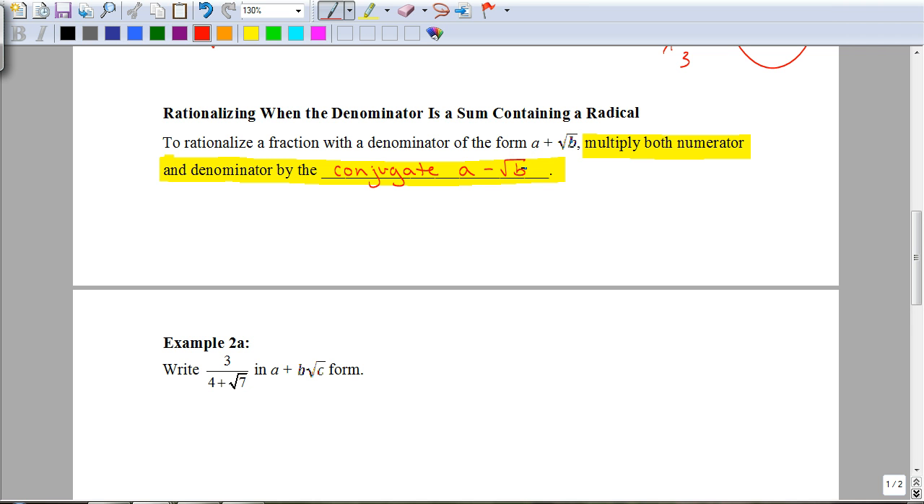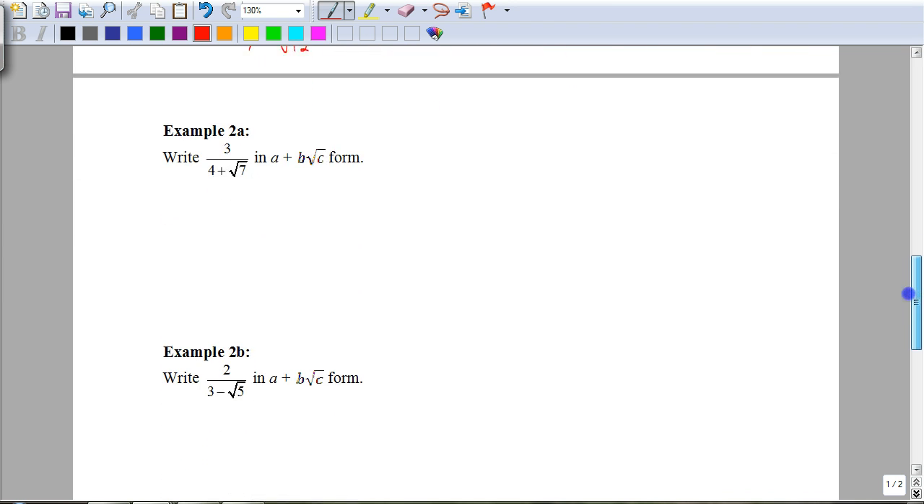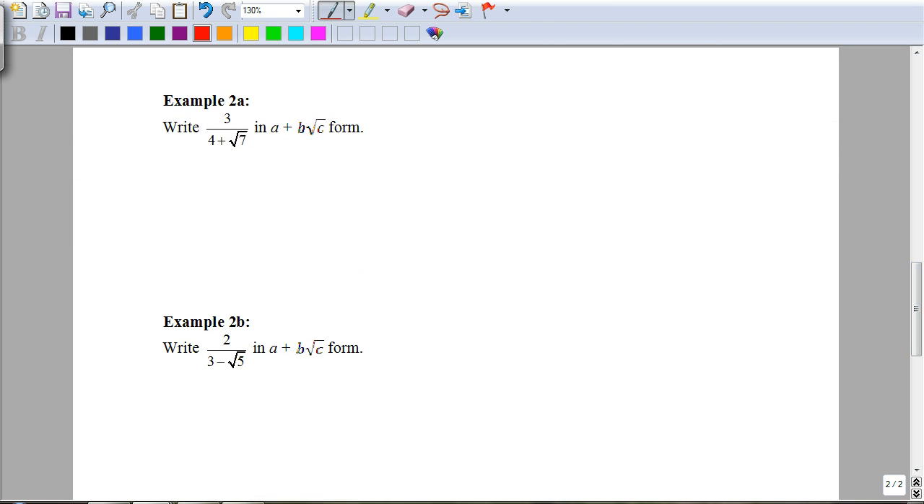Okay, so let's look at some examples. Let's say if I had 2 plus the square root of 3, the conjugate of that would be 2 minus the square root of 3. If I had 7 minus the square root of 12, the conjugate of that would be 7 plus the square root of 12. And you'll see in a minute why we do that. Okay, so let's look at this example. Here we have 3 divided by 4 plus the square root of 7. So I need to multiply, just like we just talked about, the top and bottom by the conjugate, 4 minus the square root of 7.